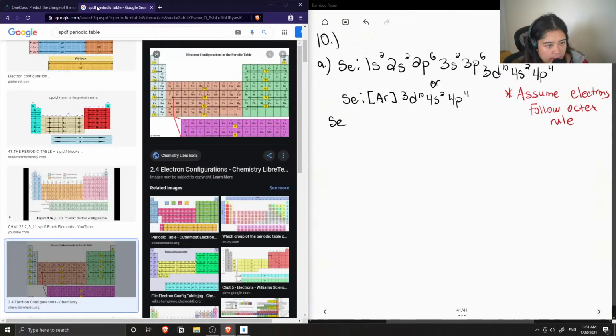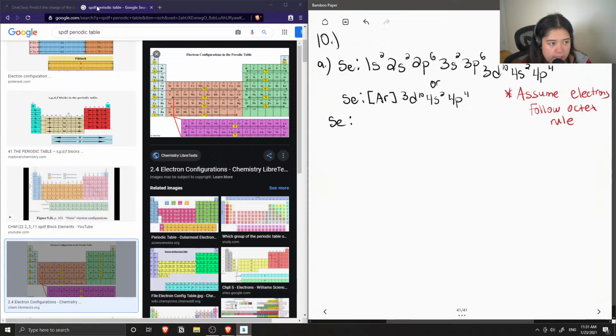So let's look at our selenium again. If selenium wants a full octet, it's much easier if it were to gain an extra 2 electrons. So when we have a selenium 2- ion, that means it gained 2 electrons, making its new electron configuration the same as krypton.